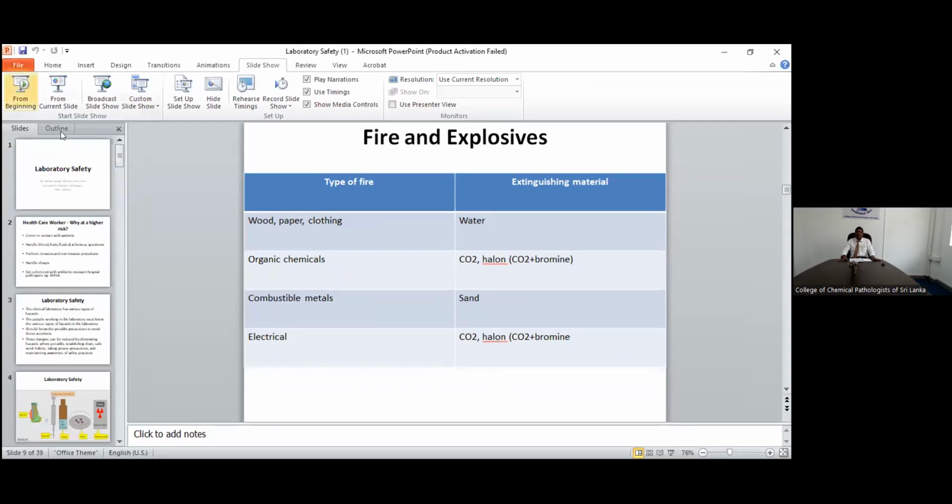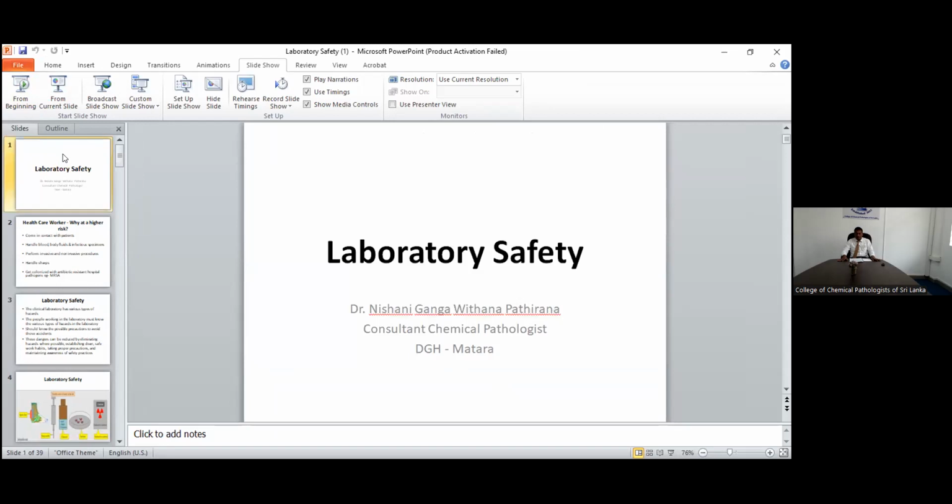Hazards are everywhere, and your laboratory is no exception. Therefore, precautions and safety measures are important. As chemical pathologists of Sri Lanka, we have an additional hazard of having two sisters from the same family being in the field of chemical pathology. And one of the sisters is with us today.